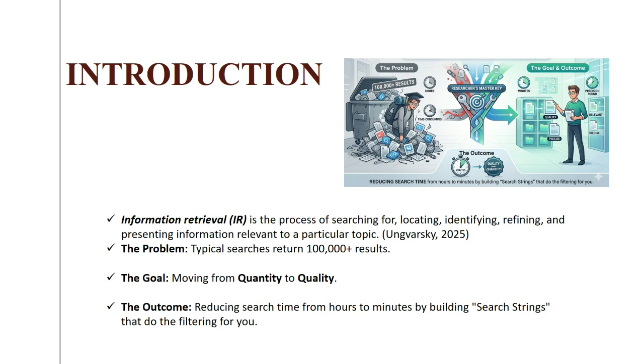Angaski, I don't know if that's the correct pronunciation of their name, 2025 defined information retrieval as the process of searching for, locating, identifying, refining, and presenting information relevant to a particular topic. So, this is what we want to cover. From the searching to finding ways, especially using AI, to refine and make sure that we have information that is relevant to what we're looking for.